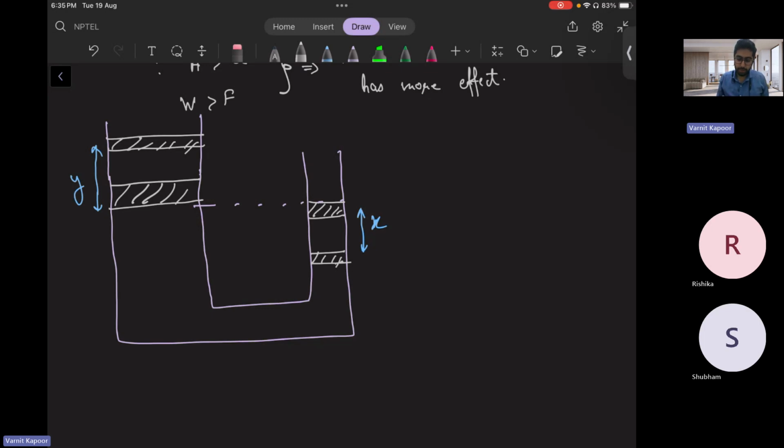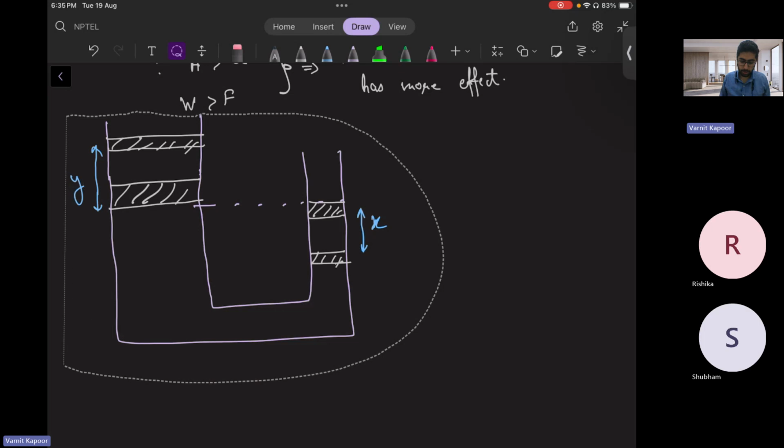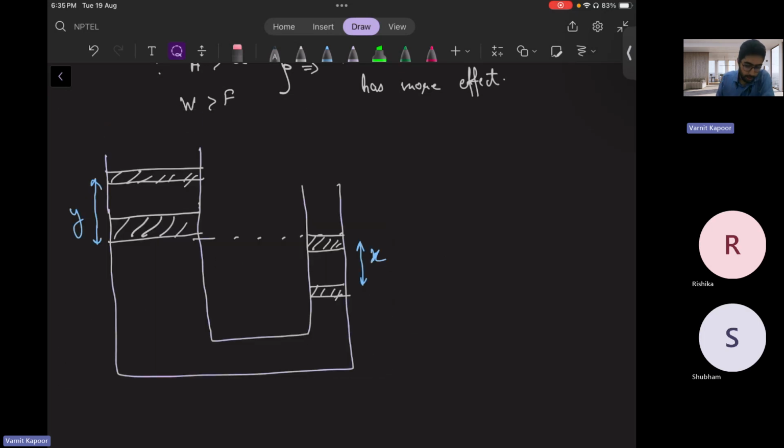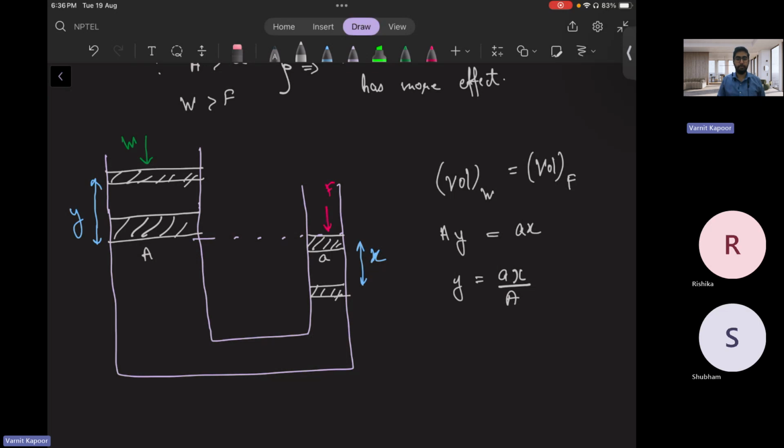So what has happened actually? The initial volume and final volume are going to be the same on the left hand side. So the volume of W is equal to the volume displaced by F. Here W was acting, here F is acting. Suppose this is an area small a and this is an area capital A. So it is A into y, and it is a into small x. So y is nothing but a x by capital A.